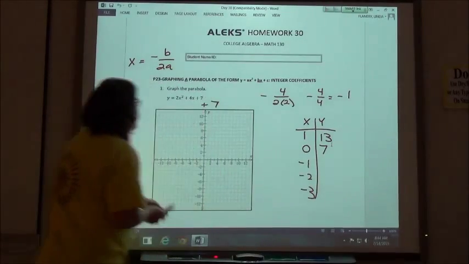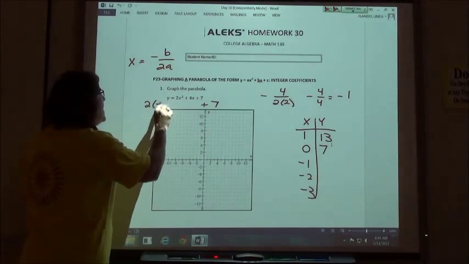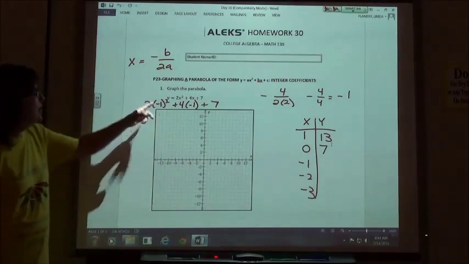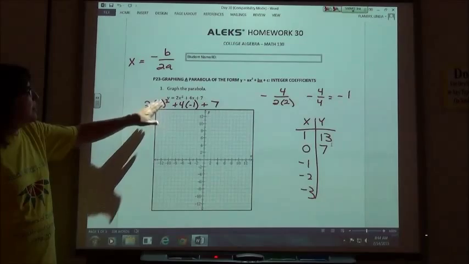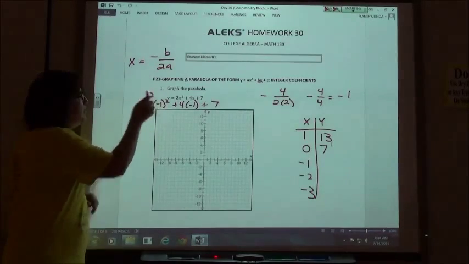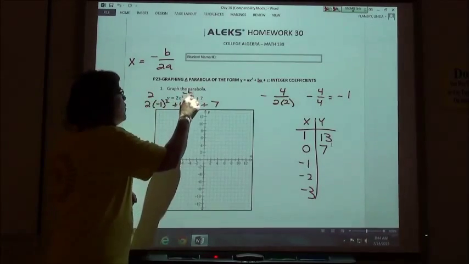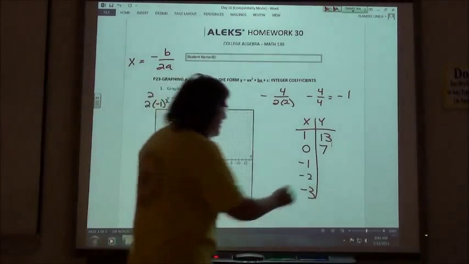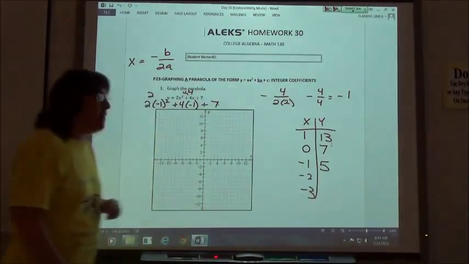Then I'm going to put my negative 1 in. So 2 times negative 1 squared plus 4 times negative 1. Negative 1 squared would be 1 times 2 would give me 2 there. That would give me minus 4. So 2 minus 4 would be negative 2 plus 7 gets me 5.